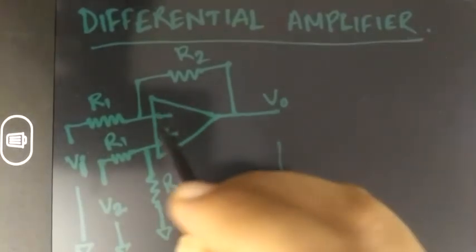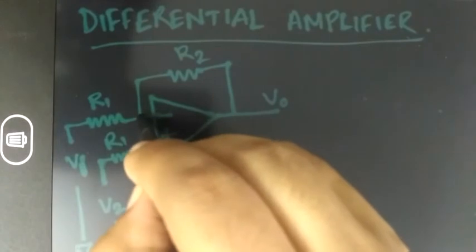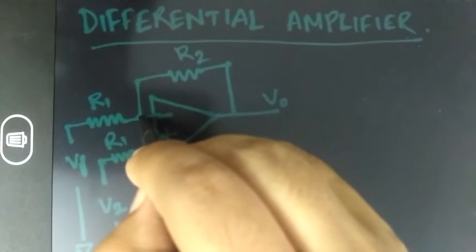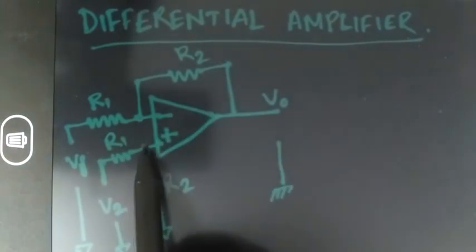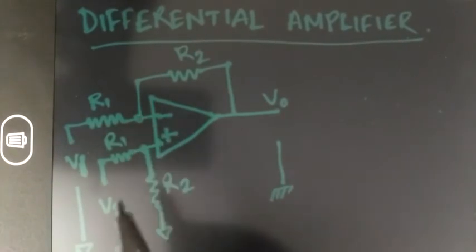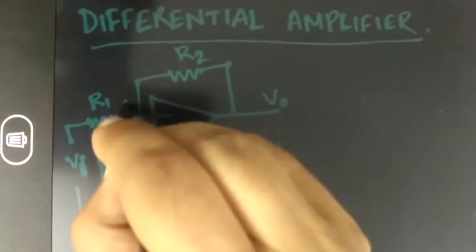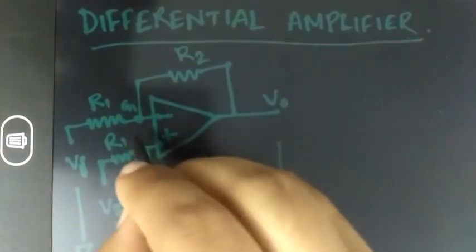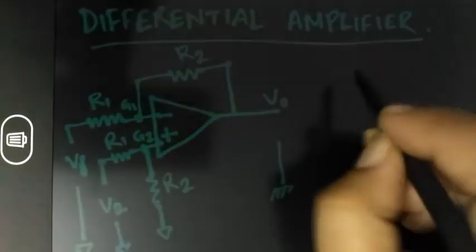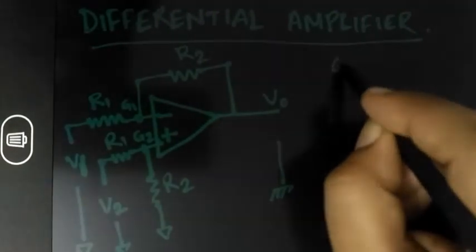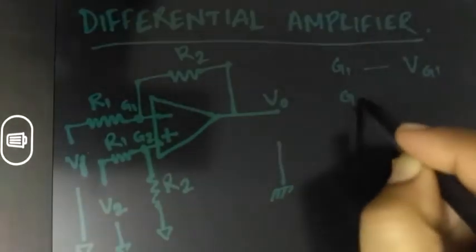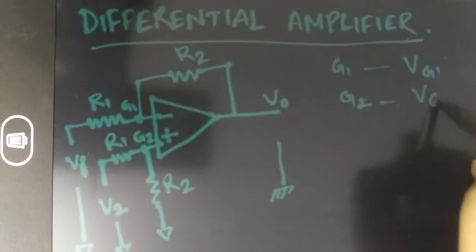Now let me name this point as G1 and this point as G2. The potential at point G1 is VG1, and the potential at point G2 is VG2.